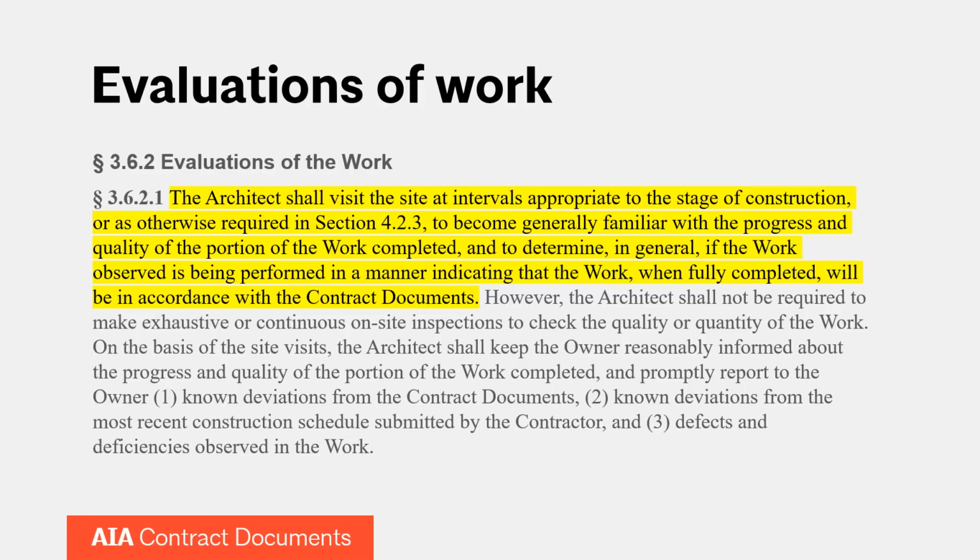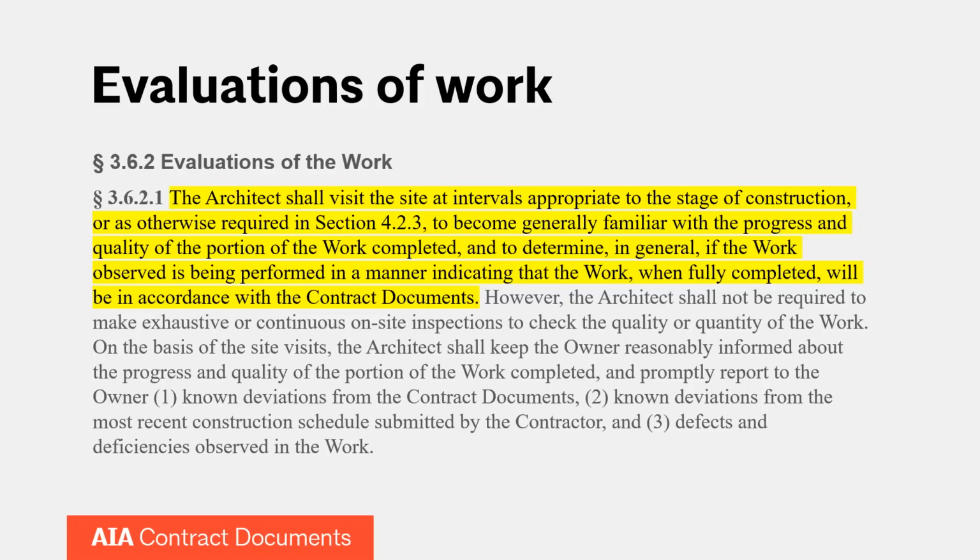The architect shall visit the site at intervals appropriate to the stage of construction or as otherwise required in section 4.2.3 to become generally familiar with the progress and quality of the portion of the work completed, and to determine in general if the work observed is being performed in a manner indicating that the work, when fully completed, will be in accordance with the contract documents.